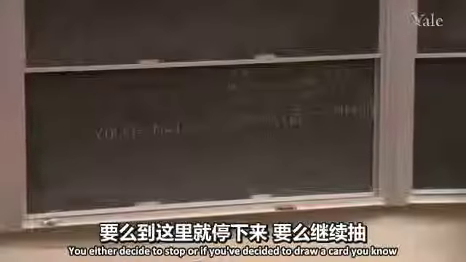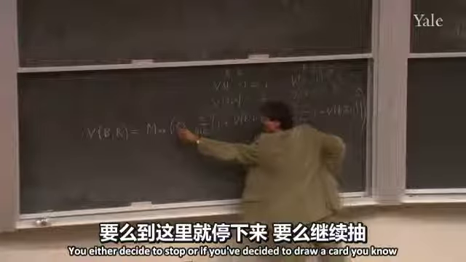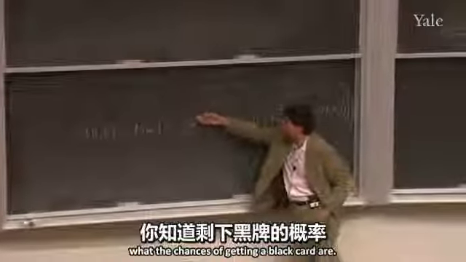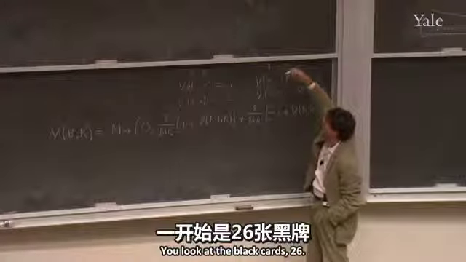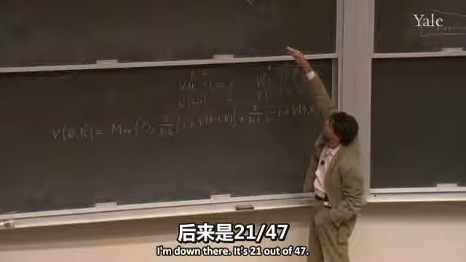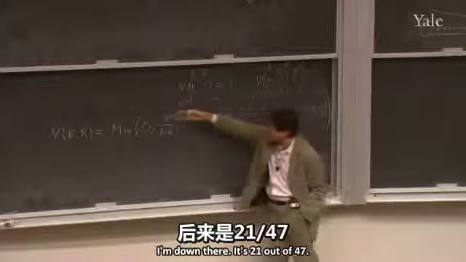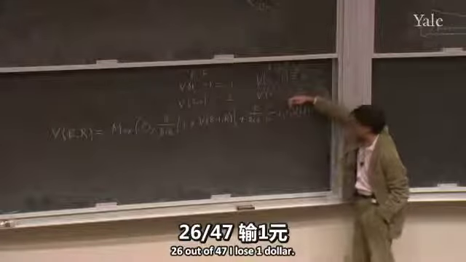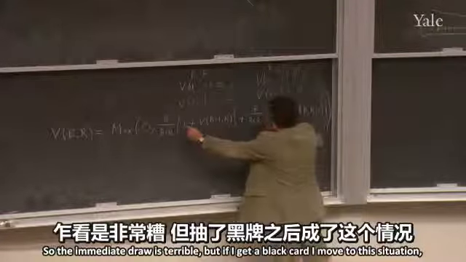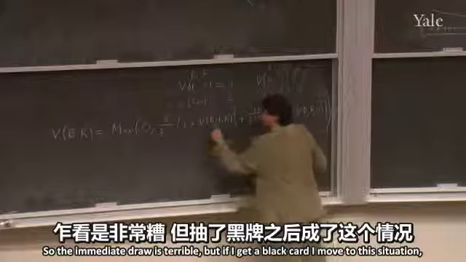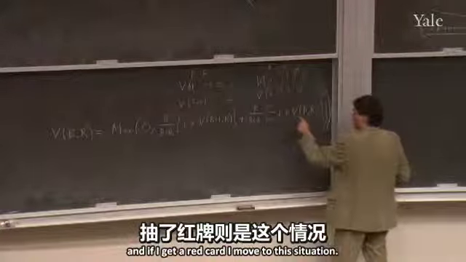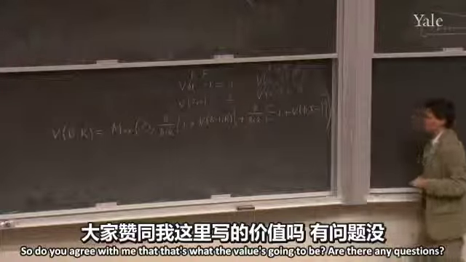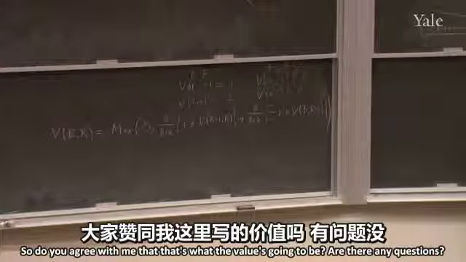And that's it. You either decide to stop, or if you've decided to draw a card, you know what the chances of getting a black card are. You look at the black cards, 26 out of, if I'm down there, it's 21 out of 47. Sounds horrible. 21 out of 47, I win $1. 26 out of 47, I lose $1. So the immediate draw is terrible. But if I get a black card, I move to this situation. And if I get a red card, I move to this situation. Okay, so do you agree with me that that's what the value is going to be?